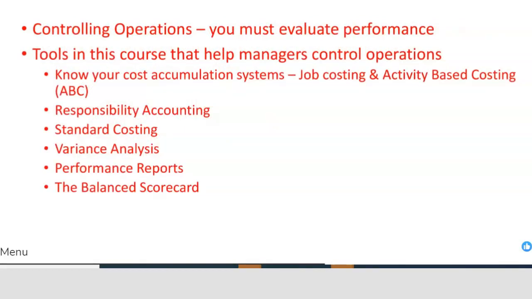When we're controlling operations, you as a manager must evaluate performance of the people you are managing. Now, the tools in this course that help managers control operations, we're not going to do cost accounting systems, but we're going to look at what's called responsibility accounting, standard costing, variance analysis. You're going to learn how to create performance reports. And the last part of the course is something called the balanced scorecard. All of these are reports, formats on performance evaluation. So at the end of the course, you'll be familiar not only with these terms and concepts, but with the types of reports that are produced.